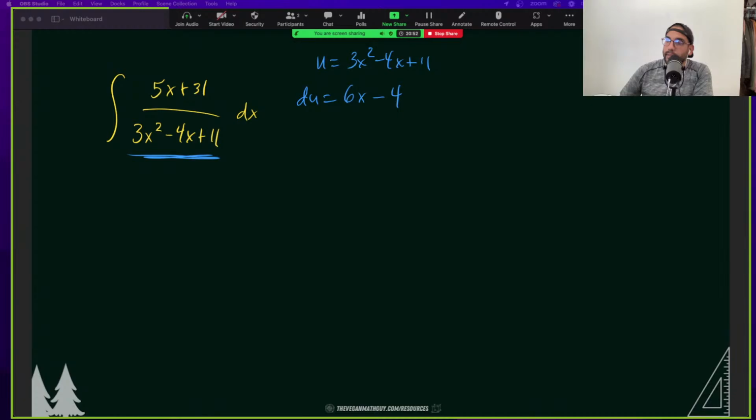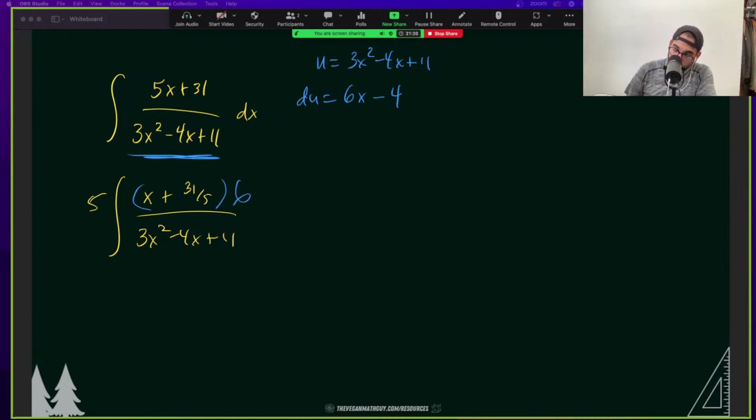that green stuff there. So the very first thing that I want to do, because I'm anticipating having a 6x minus 4, I'm going to go ahead and factor out a 5 from the top. And it's going to look a little weird, but bear with me. We're going to have 5 on the outside, and we have 6 plus 31 over 5 all over 3x squared minus 4x plus 11. Okay, bear with me again. Now I'm going to multiply the top by a 6, but because I multiplied the numerator by a 6, I'm going to have to divide by a 6 on the outside.